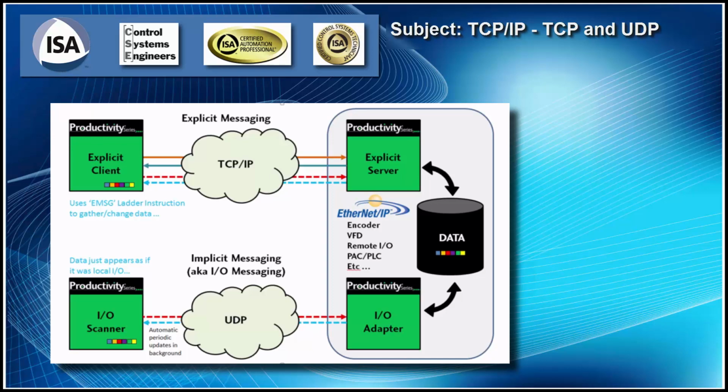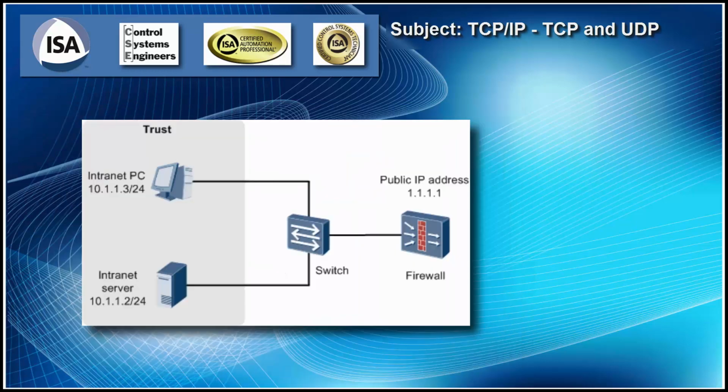But when we're transferring something like a count of how many parts or how many pieces have been put out, or if we're keeping names and tracking names or data, we need TCP, which is explicit messaging, to make sure we get every piece of data and it is correct.